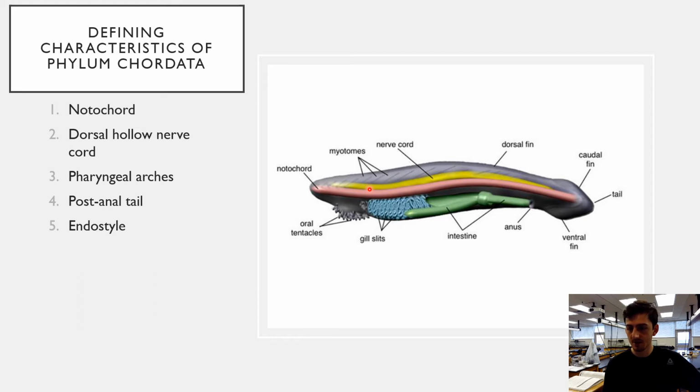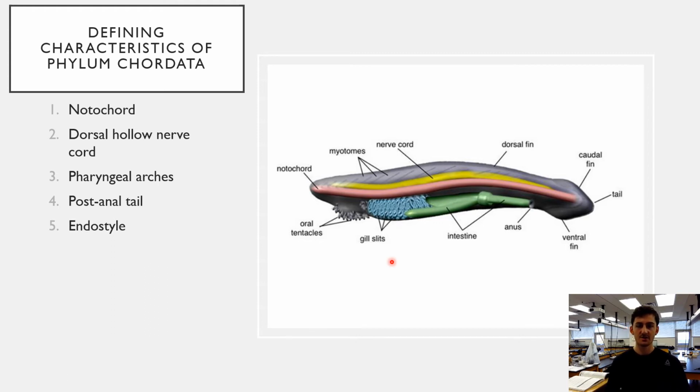The next defining characteristic is having pharyngeal arches. And so these structures are right here that are labeled gill slits. Those are the pharyngeal gill arches. And so they are these openings into the body that act as respiratory structures early on. They can be modified into thyroid glands. I'm sorry, that's the endostyle. They can be modified into voice boxes and stuff like that.